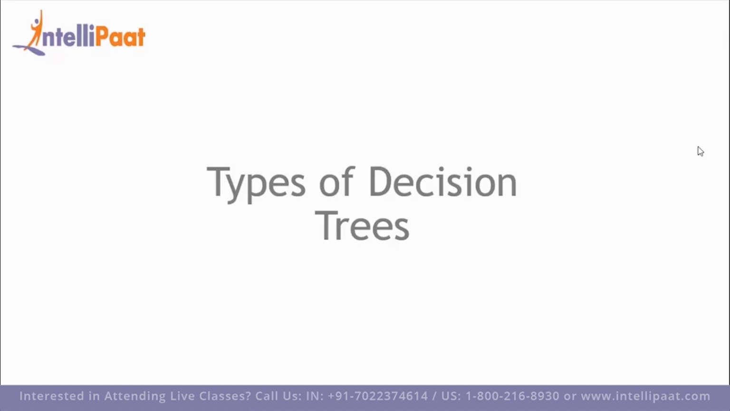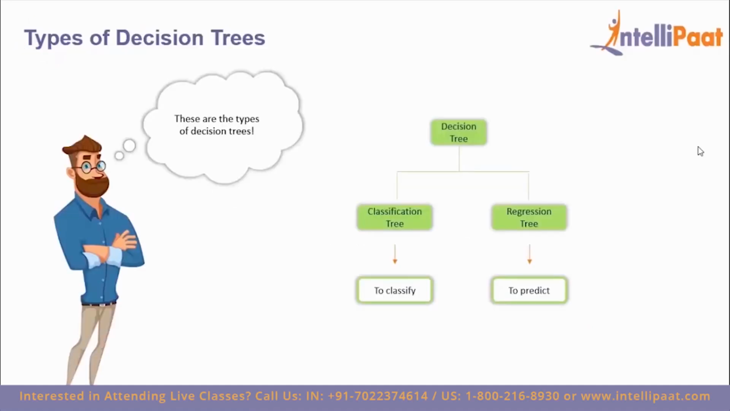Now that we've understood what is a decision tree, let's look at the types of decision trees. A decision tree can either be a classification tree or a regression tree. A classification tree is used when the response or the target variable is categorical in nature, and a regression tree is used when the response variable is numerical or continuous.